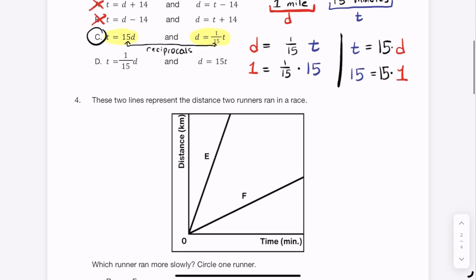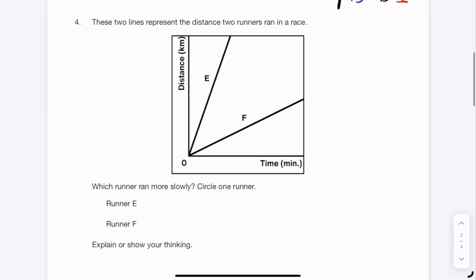Cool. Okay. Next, we're looking at these graphs. The 2 lines represent the distance 2 runners ran in a race. Which runner ran more slowly? Okay, so here we're saying distance per time. The constant of proportionality here is giving me the distance you ran in a period of time. So as was the case with faster, when we're looking at these graphs, the steeper line here is going to be the faster runner.